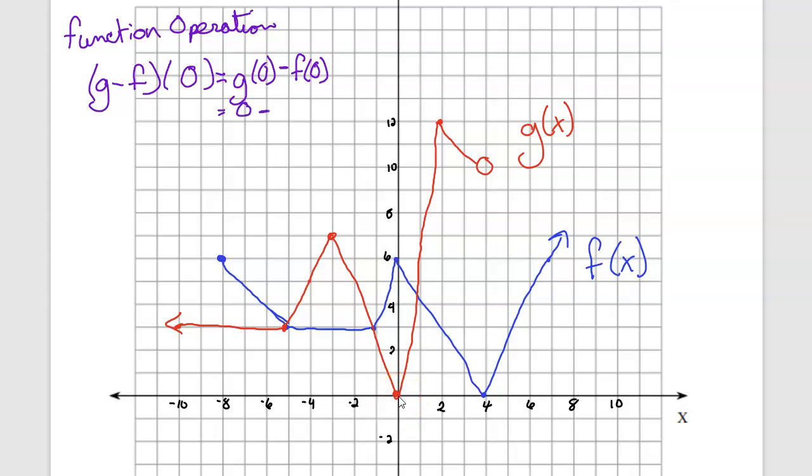And then I'm going to subtract where f is 0, so I'm still on this y-axis, x being 0. And I go to where it hits my f function, and that y value is 6. So 0 minus 6 is going to be -6. So I'm taking this value minus this value.